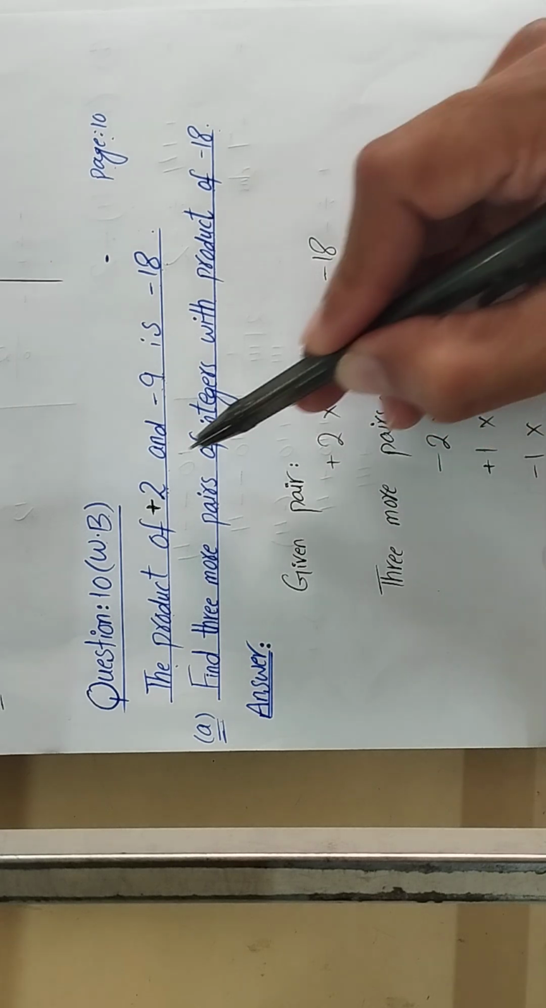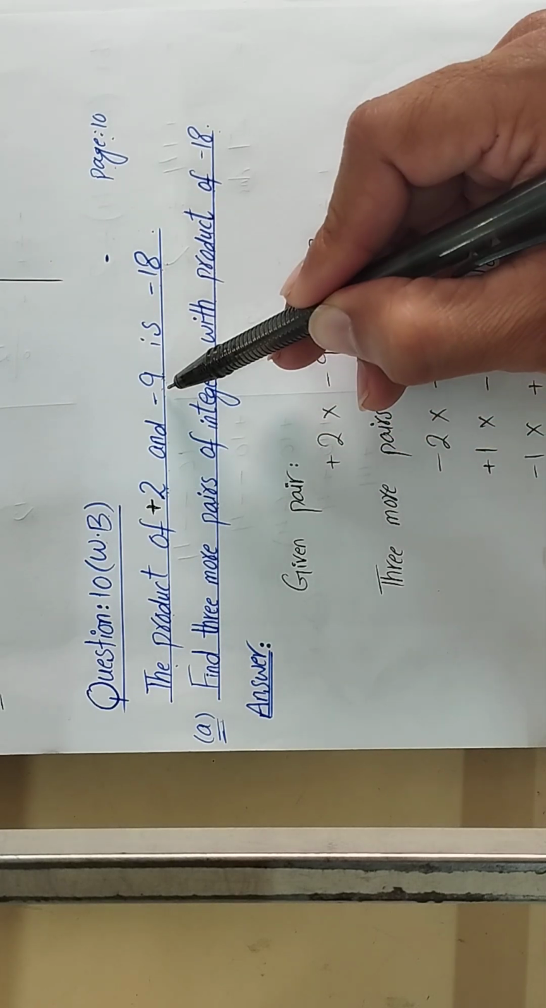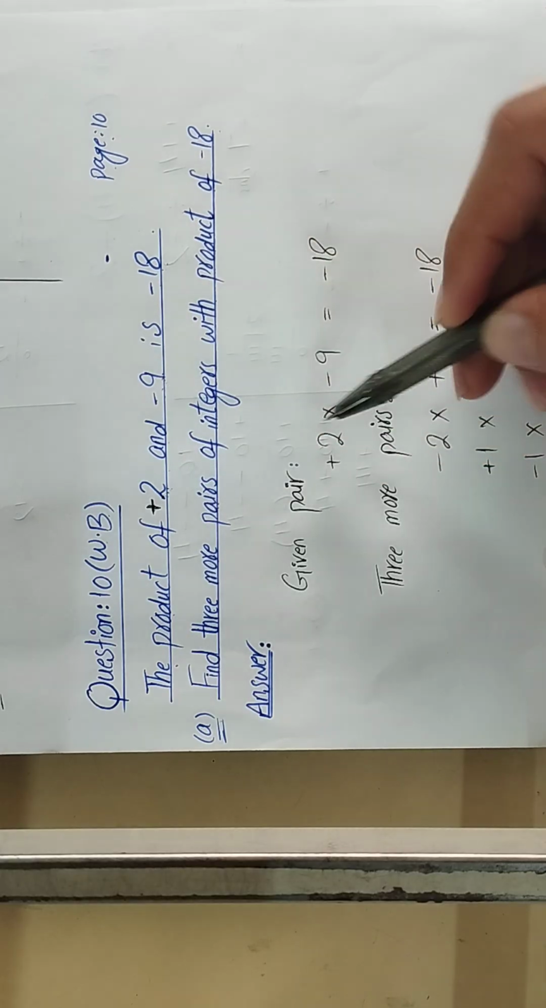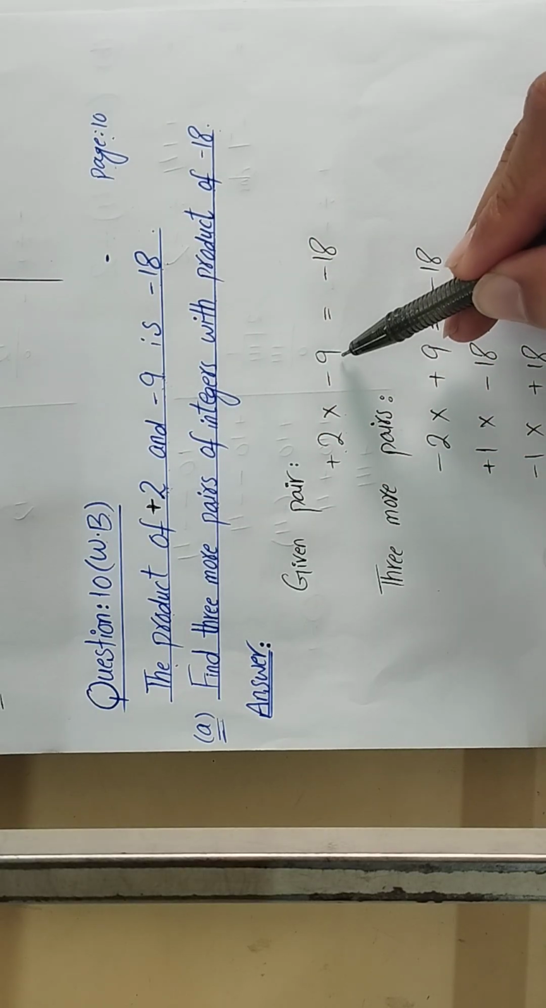We have one pair given in the question. A pair means 2 numbers. Okay? Plus 2 and minus 9. When we multiply them, plus 2 multiply minus 9.